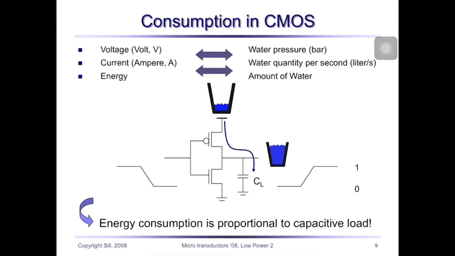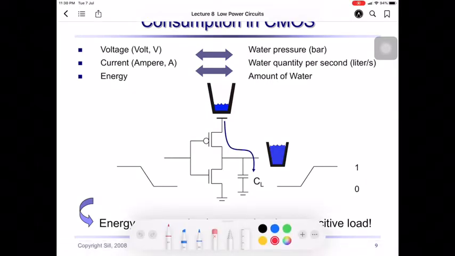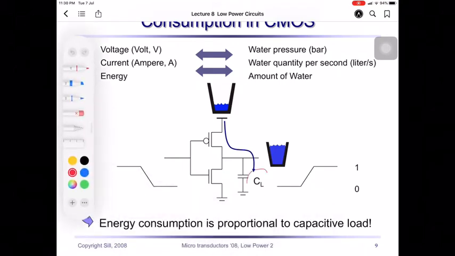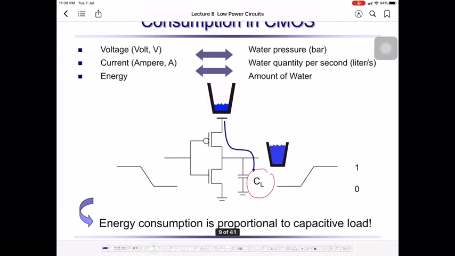Look at the power consumption in a CMOS circuit. A CMOS circuit is a complementary semiconductor circuit. As you can see here, it consists of PMOS, or the pull up, and the pull down. The energy consumption, or the amount of power, is dependent on the capacitive load. The amount of capacitance here is very important. The higher the capacitance, the higher the power consumed.